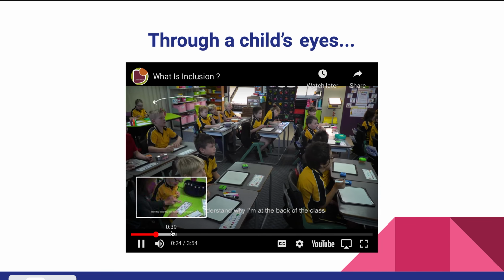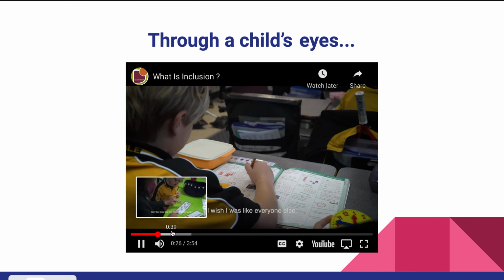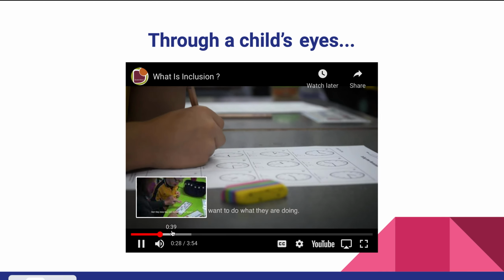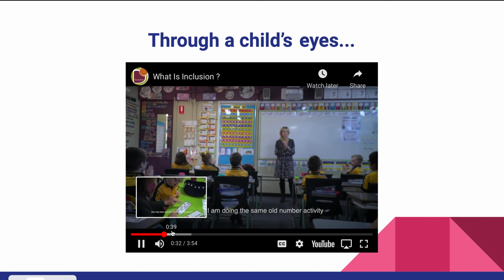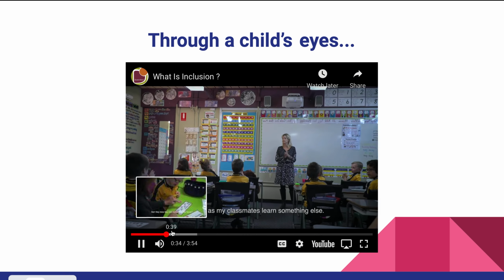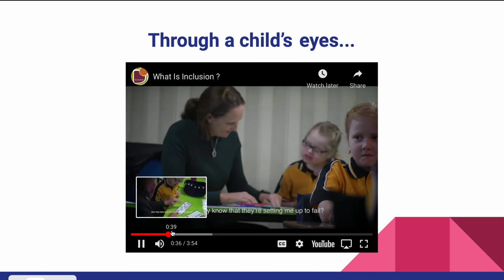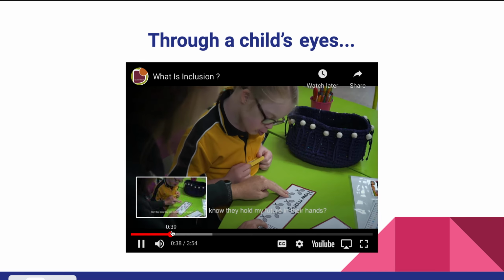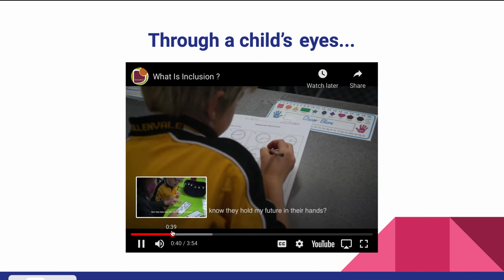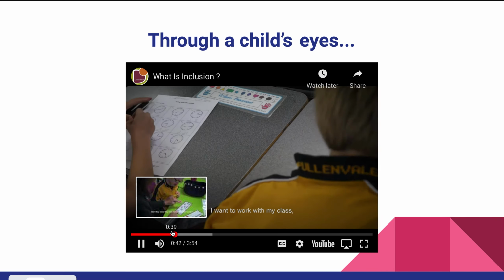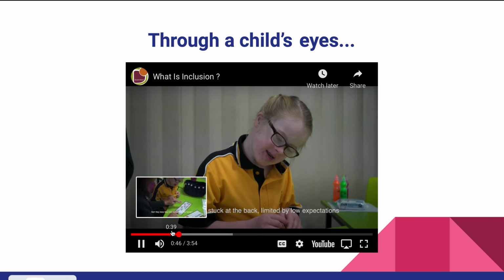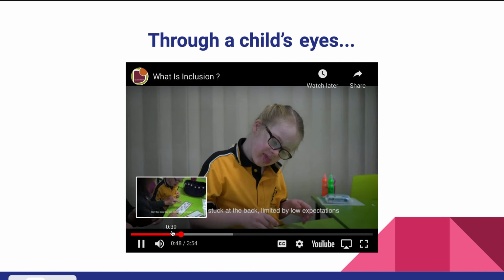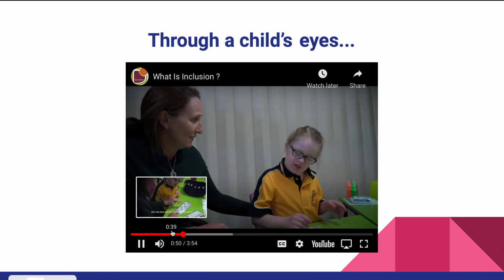I don't understand why I'm at the back of the class. I wish I was like everyone else. I want to do what they are doing. But here I am, doing the same old number activity, watching as my classmates learn something else. Don't they know that they're setting me up to fail? Don't they know they hold my future in their hands? I want to work with my class, learn what they are learning, and do the activities they do. But here I am, stuck at the back, limited by low expectations.